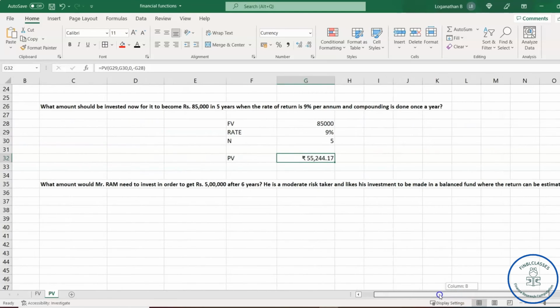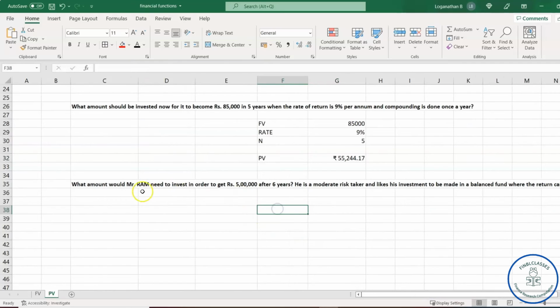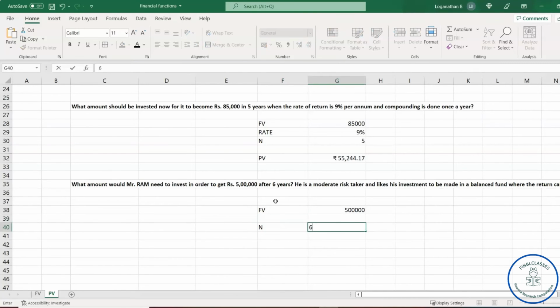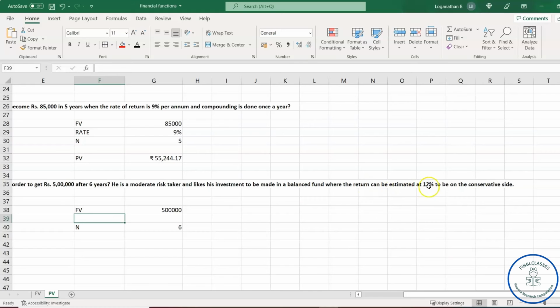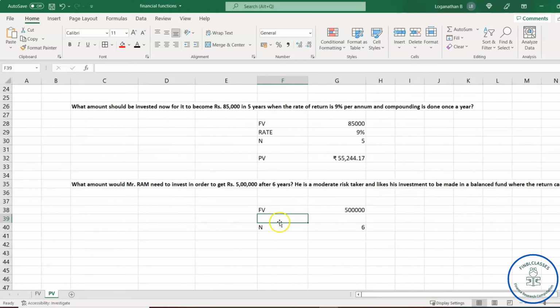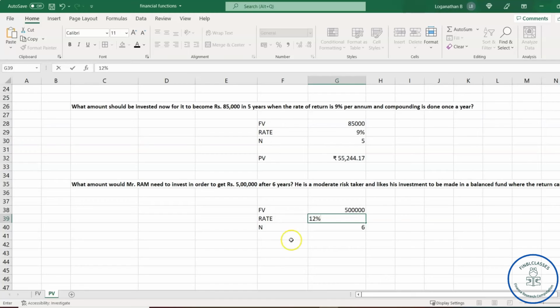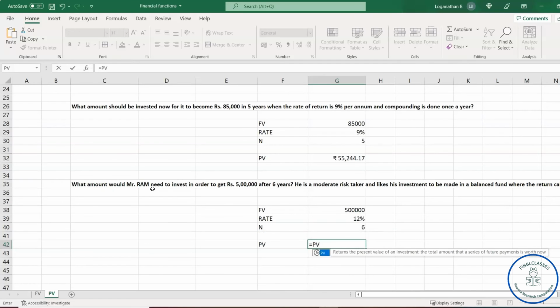So in this case, we have to pull out the values for the variables. What is the amount required for Mr. Ram to get 5 lakh after 6 years? The future value given here is 5 lakh, and the number of years is 6 years. Then the rate of return, the estimated return, is 12%, right? So here the rate is 12%. We can directly calculate the present value, so we require PV. We'll pull out the financial function, the PV formula.